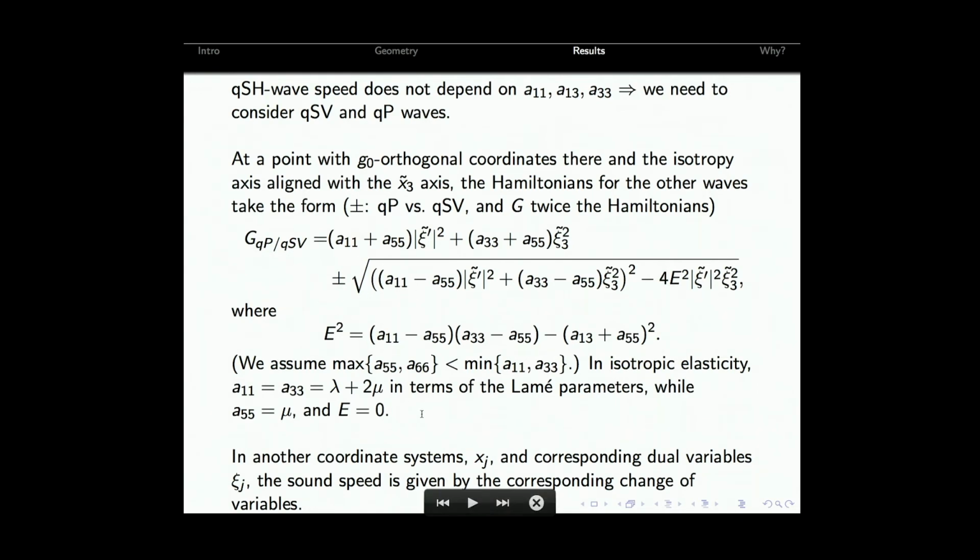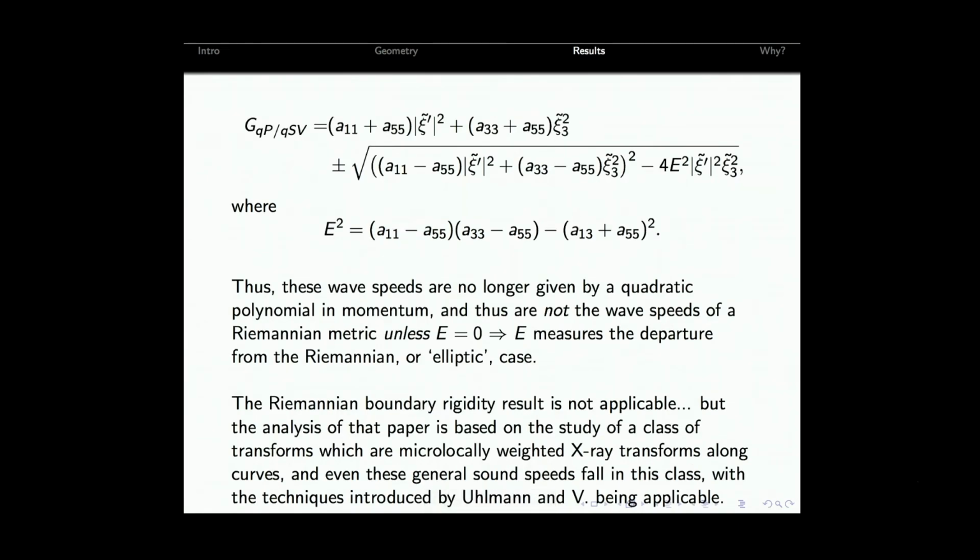Okay, and then in general, it's a change of variables to go to another system. But when E is not 0, then this is not a quadratic. If E is 0, then you have a square root, so you get rid of it. But when E is non-zero, you cannot just do that. And so the wave speeds are not given by a quadratic function. And so it's not a Riemannian or elliptic, in this ellipsoidal sense, problem. So in particular, the Riemannian result is not applicable.